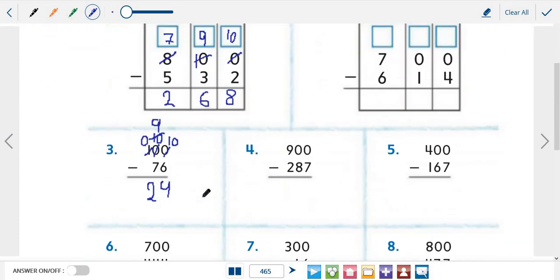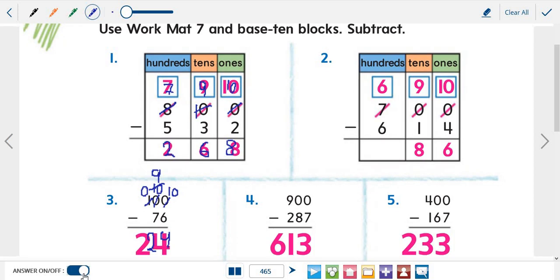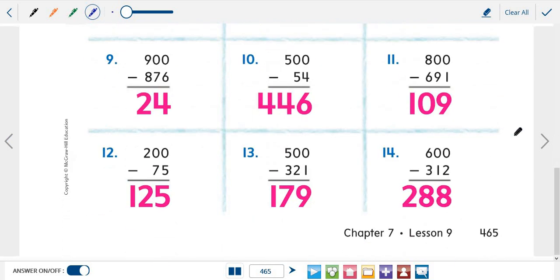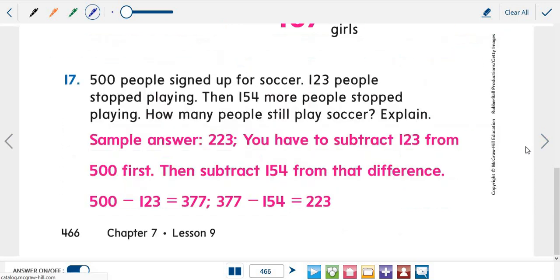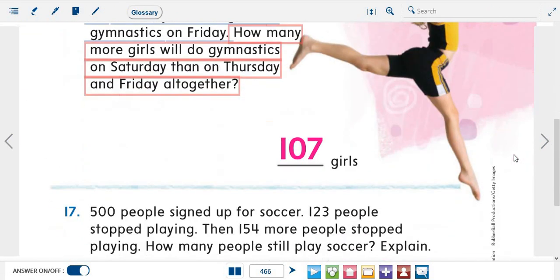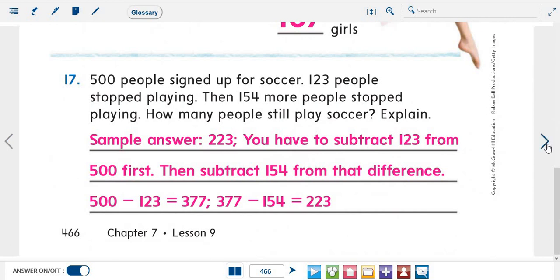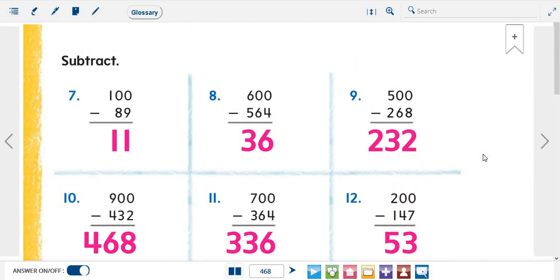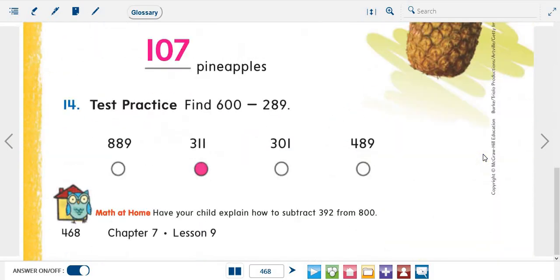Now it's your turn, grade 2. So please try to solve these questions by yourself. And then when you finish, you can check your answers here. The same for these questions. You can check them here. The same for the next page. You can solve them by yourself. And then when you finish, you can check your answers here. And the next 2 pages are your homework, grade 2. So please try to solve them by yourself. And then when you finish, you can check them here.